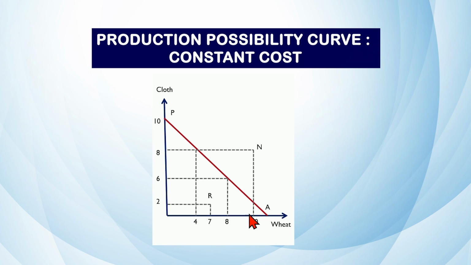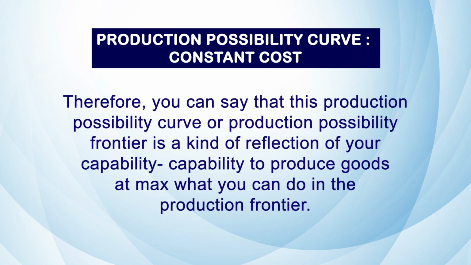Similarly, if I produce 10 units of wheat, then instead of 8, I need to produce only 2 units of cloth. Otherwise, if I want to go there, that is beyond my capability. Therefore, you can say that this production possibility curve or production possibility frontier is a reflection of your capability to produce goods at max what you can do in the production frontier. So this is the thing that I already explained.